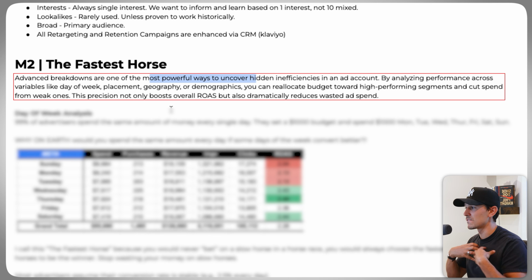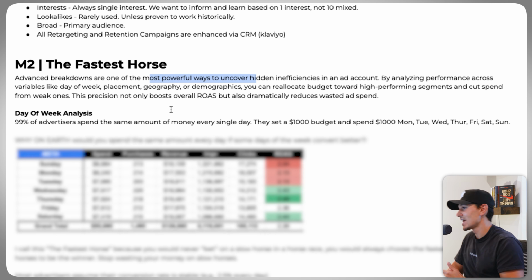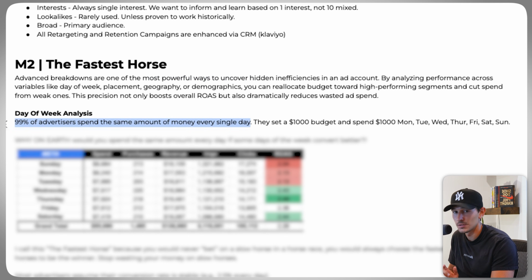The first is my favorite, the day of week analysis. I've been talking about the day of week analysis for what now? 6 years or so, 7 years. 99% of advertisers spend the same amount of money every single day. I'm looking at you because you are likely spending the same $1,000, $1,000, $1,000, $1,000 Monday through Sunday like clockwork. You think your budget's $1,000 a day and therefore you're spending $7,000 for the week. Why would you spend the same amount of money every single day of the week if certain days actually convert better?